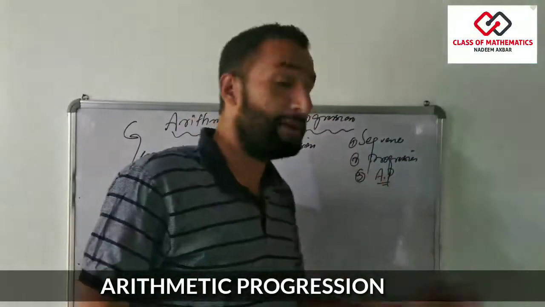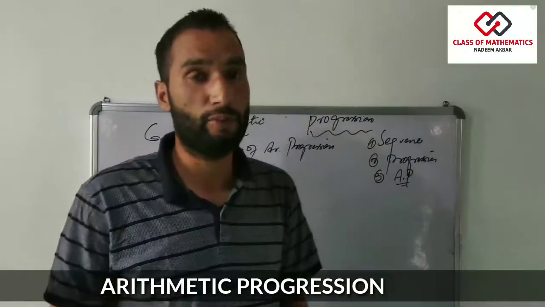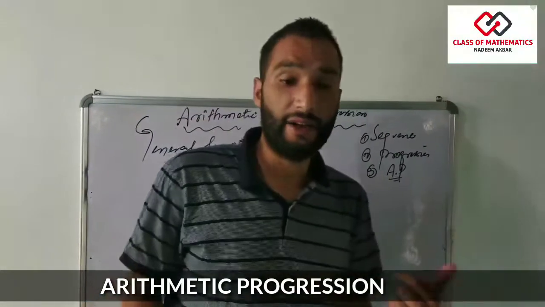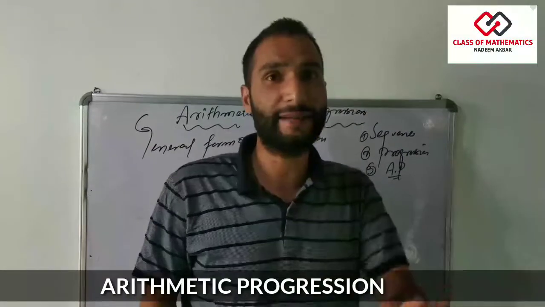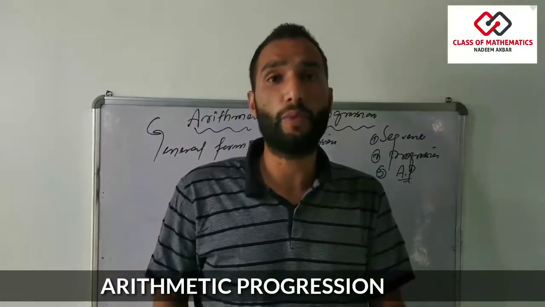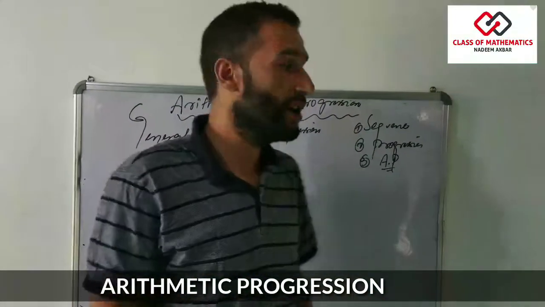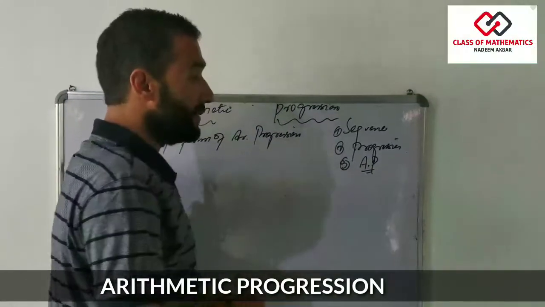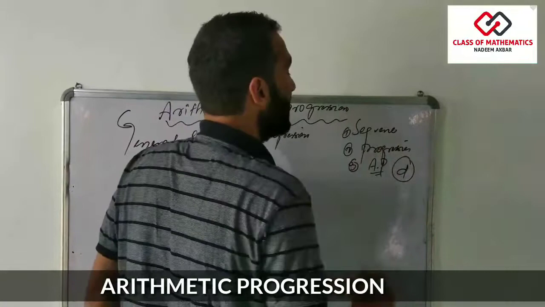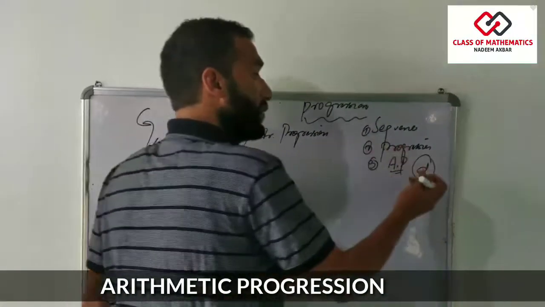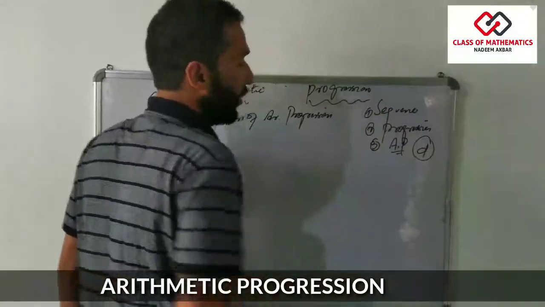हमने इससे पहले AP पढ़ा था, तो AP की डेफिनेशन में मैंने आपको बोला था कि if we have a sequence, in a sequence, each term except the first term, every term is obtained by adding a fixed number to the previous term. That difference is called the common difference, and we usually denote that by small d.